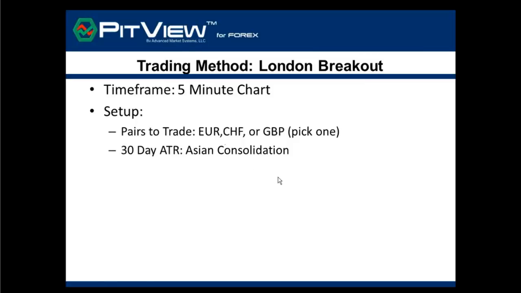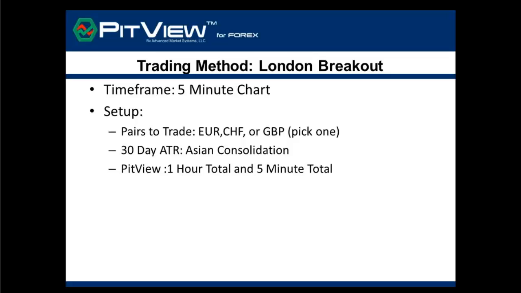In this case, we are looking for one of these three pairs, euro, Swiss, or pound, to be in what we call consolidation mode when it comes to its average range on an intraday basis. And don't worry, I'll go into specifics on that. I won't keep it that vague. On PitView, we're going to use the 1 hour totals and the 5 minute totals. Specifically on PairView, I should say. I'll pull up PairView when we get into more detail.